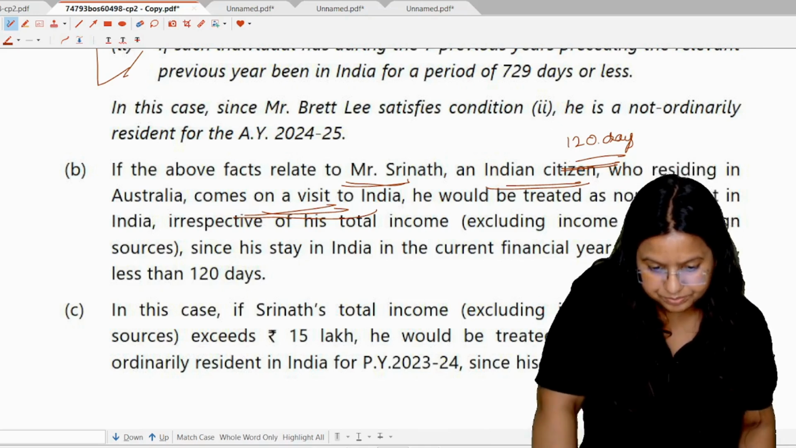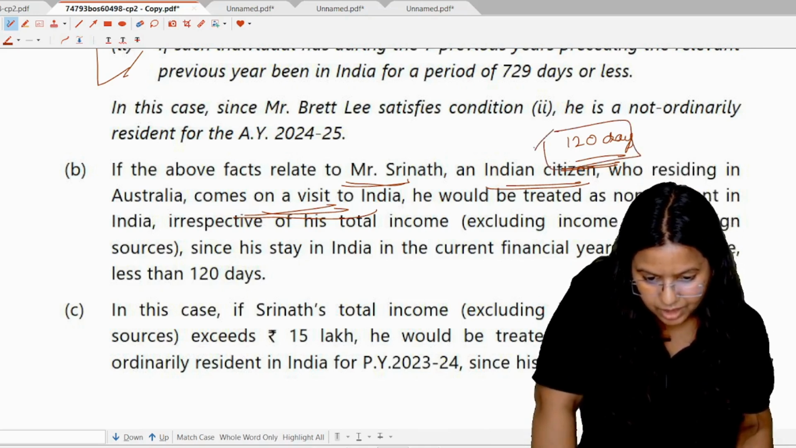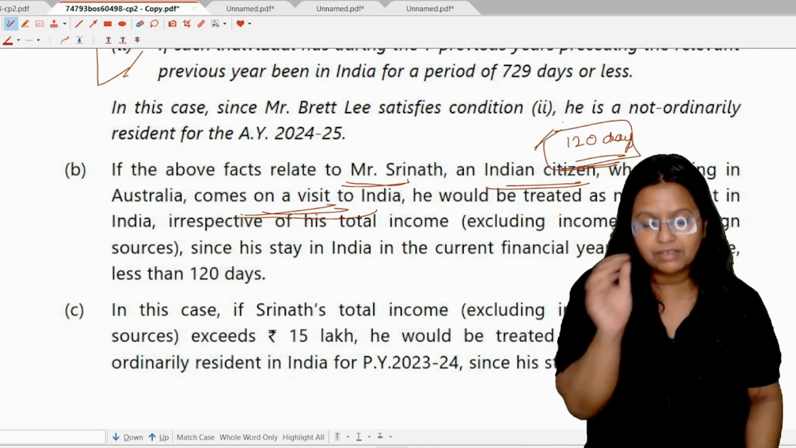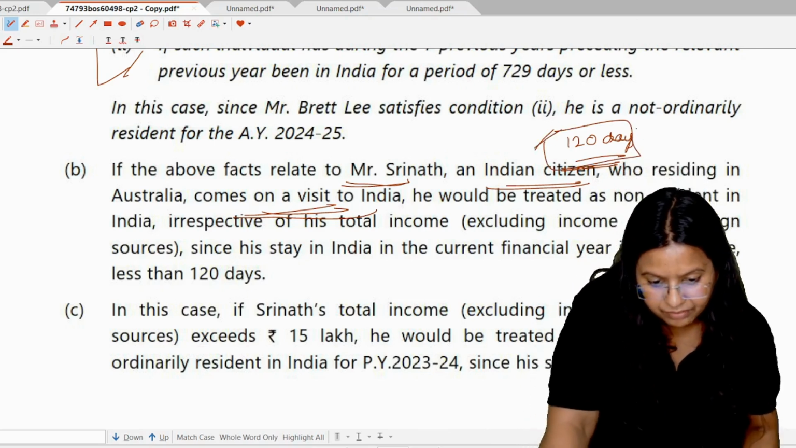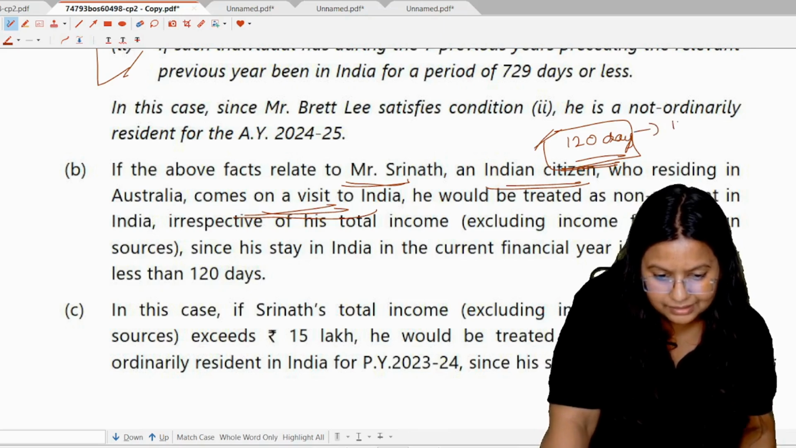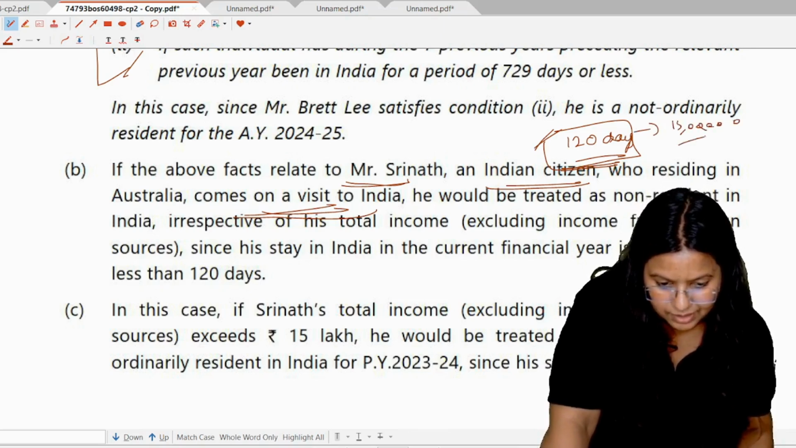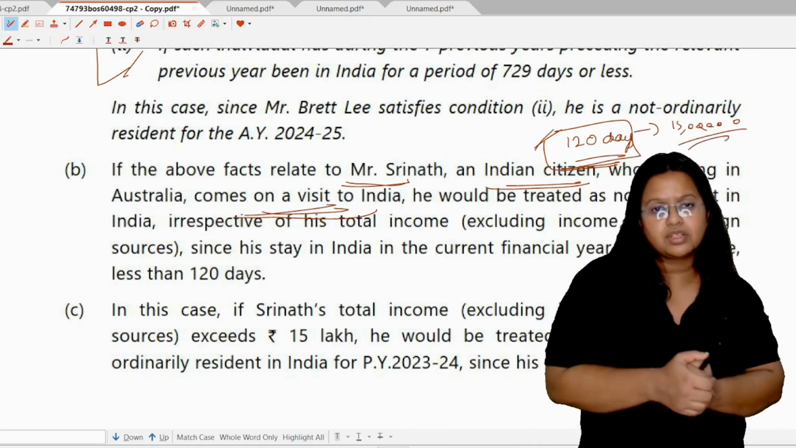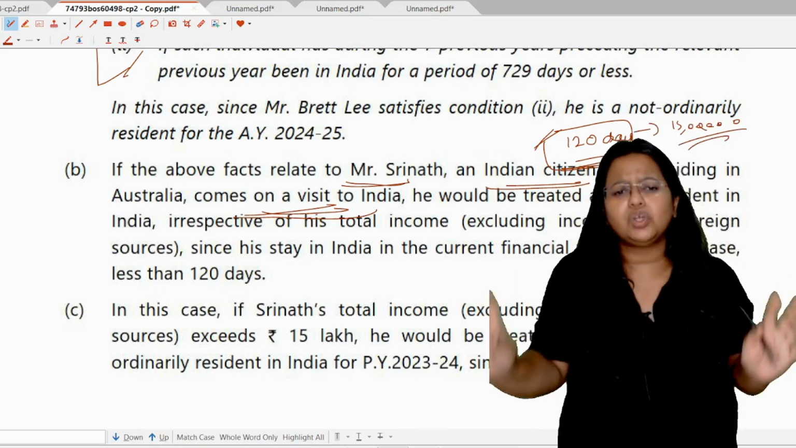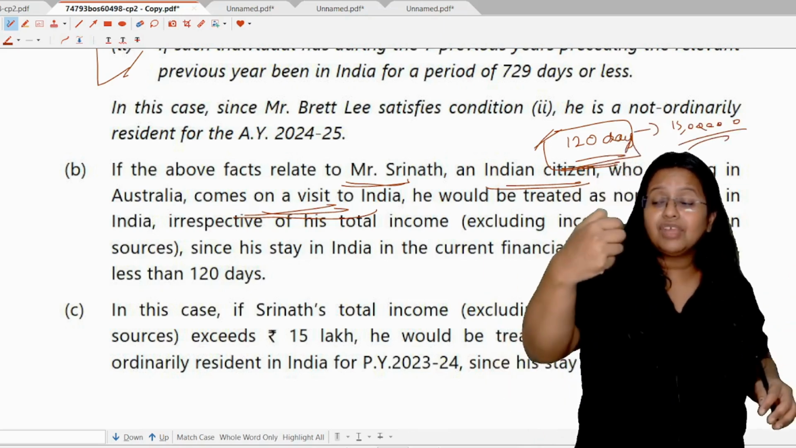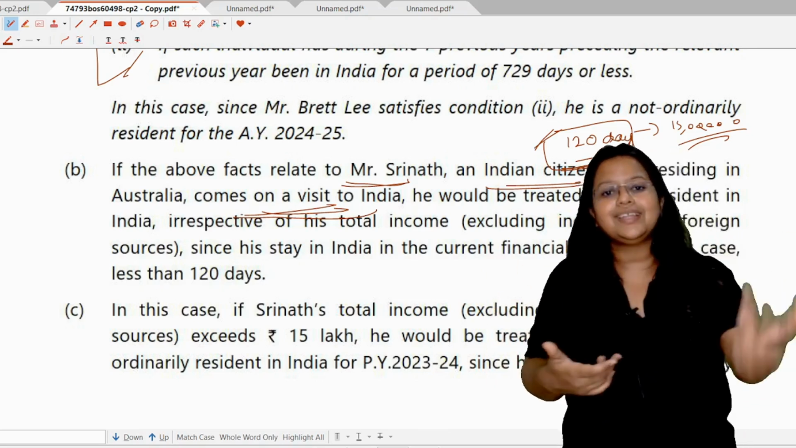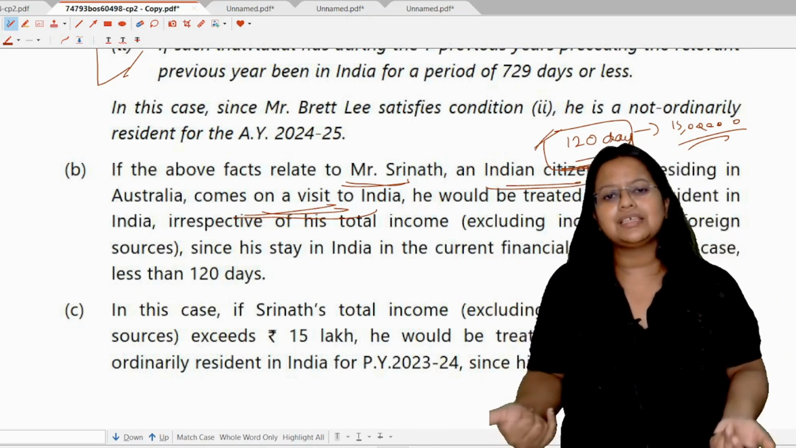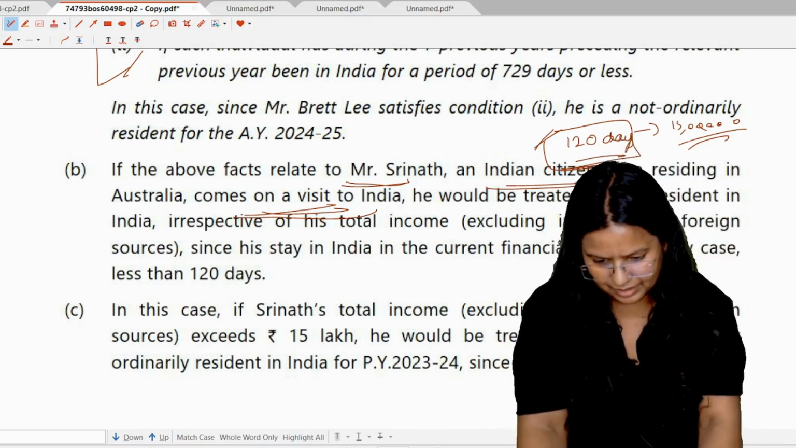Now, ma'am, when does this 120 days point come? Basically, students, this point comes when they have given the income point of view, that his income is exceeding rupees 15 lakhs, excluding the income from foreign sources. But irrespective of the total income, we are not required to check the total income because his stay is actually less than 120 days. So he is a non-resident for India.